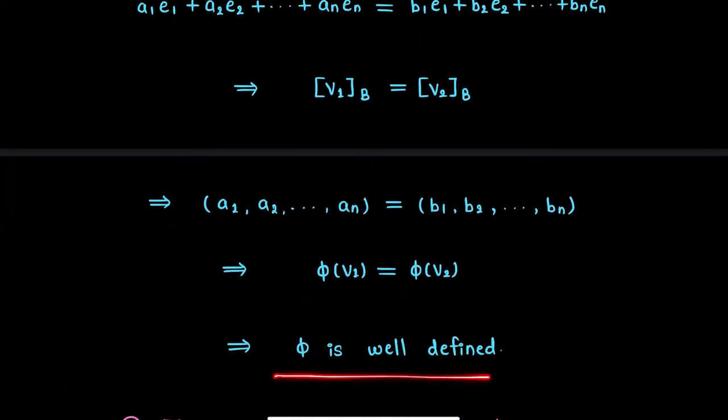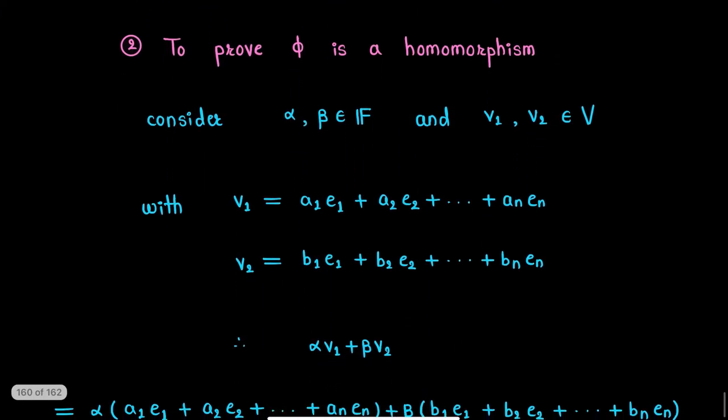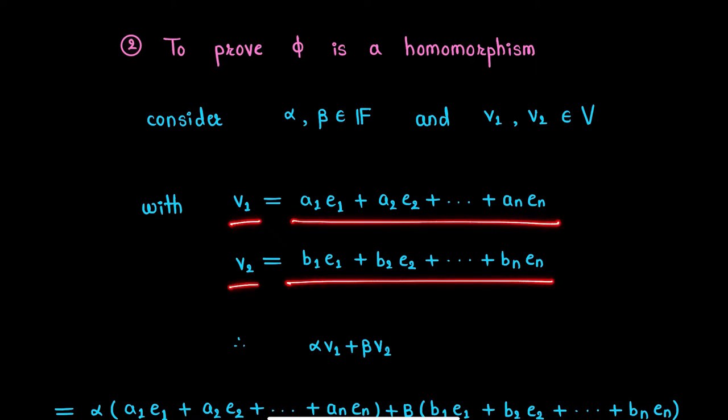So our map phi is well defined. Next thing is to show that phi is a homomorphism. For this, consider any two scalars, say alpha, beta in field F, and any two vectors, say v1 and v2 in vector space V, such that v1 has a representation of this type and v2 has a representation of this type with respect to basis B in V.